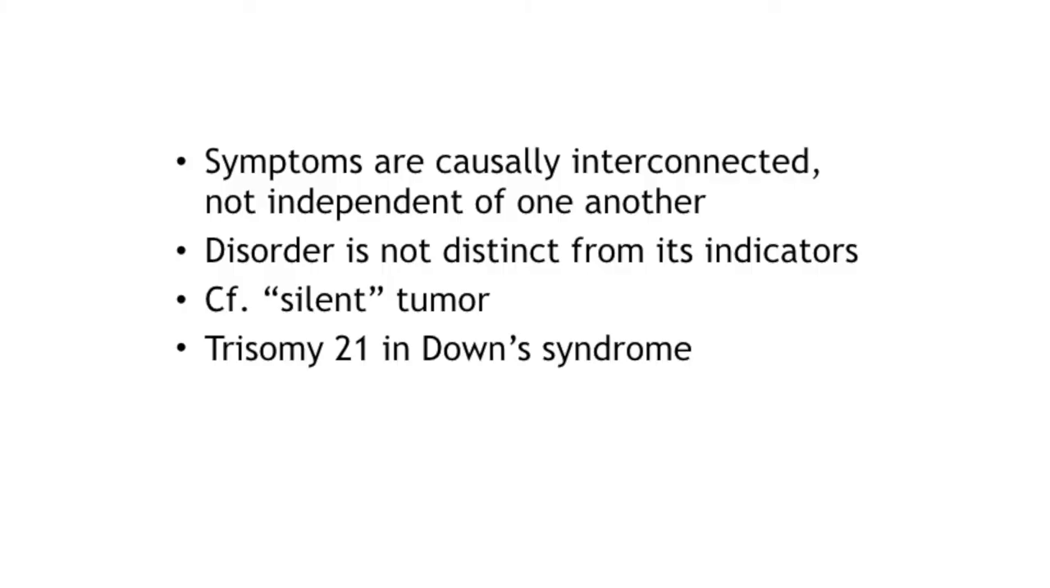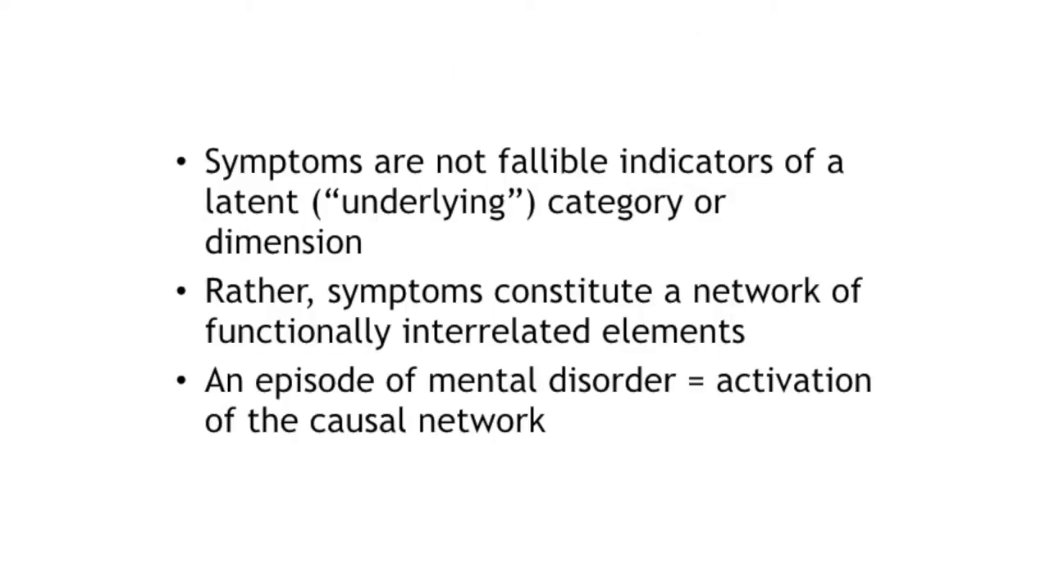When you have the features of Down syndrome patients that are connected to having three copies, or at least three partial copies, of chromosome 21. Now, okay, so disorders then, when we say someone has depression or panic disorder, whatever it might be, we're actually designating this sort of emergent property, an emergent phenomenon. So symptoms under the network view are not fallible indicators of a latent underlying category or dimension, but rather they constitute a network of functionally interrelated elements. So an episode of mental disorder is an activation of this causal network. That's how things are viewed this way.